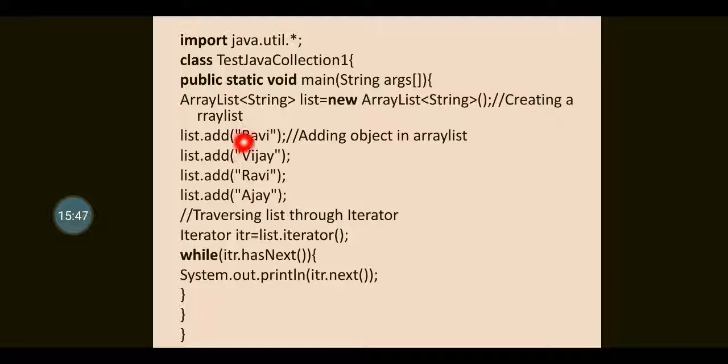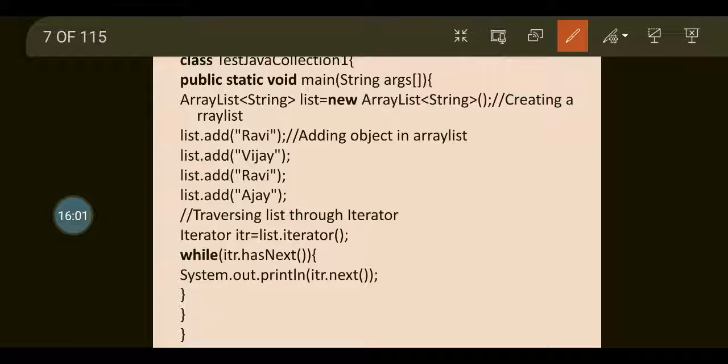Now the value Ravi will be printed, and in the second iteration itr.hasNext() will return Vijay. So it will return true, there is a content Vijay. The Vijay won't be here, that is, it is not while(Vijay). I repeat, it is not while(Vijay), it is while(true).